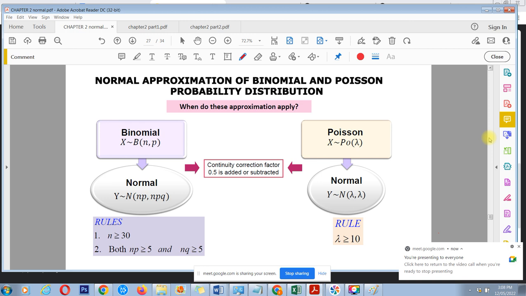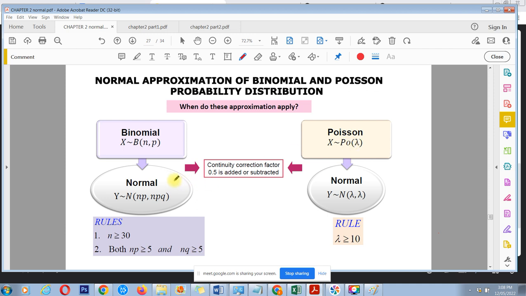So what we can get here, we know the binomial involve only two outcome. Poisson is based on the average. So we can make the binomial distribution to the normal distribution, and then Poisson into the normal distribution. And by using the continuity correction factor, 0.5 is added or subtracted based on the situation. So to make them normal, the condition that need to satisfy is n greater equal to 30, and then both np greater and equal to 5 and nq greater and equal to 5.